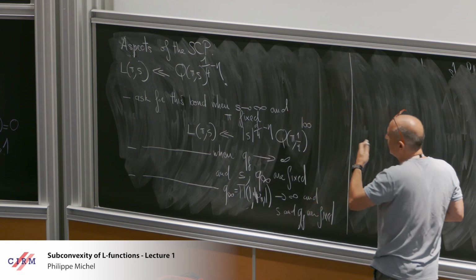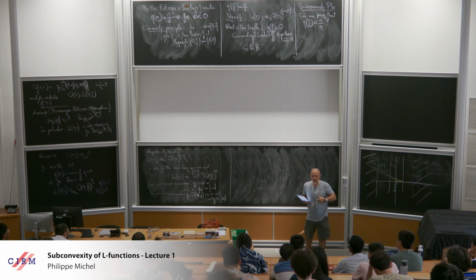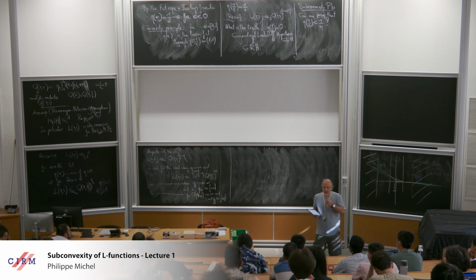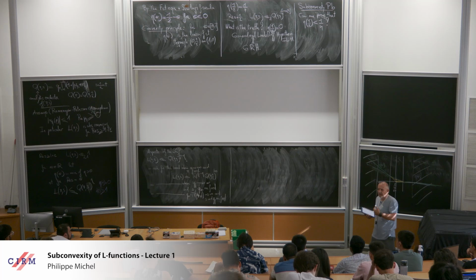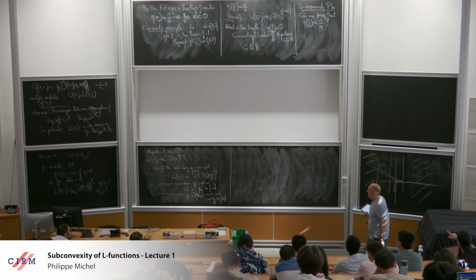So it means that in some cases, you may not be able to control efficiently the variation of all the parameters, or for some parameters, you have a better control than for the others, and so on. So, yeah.